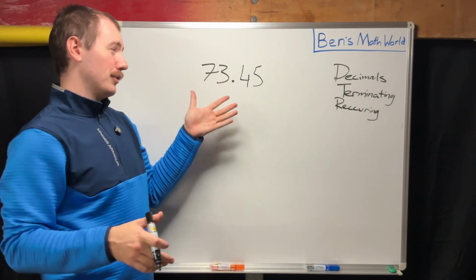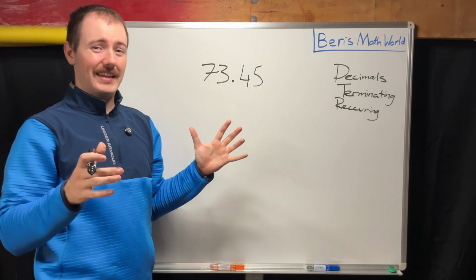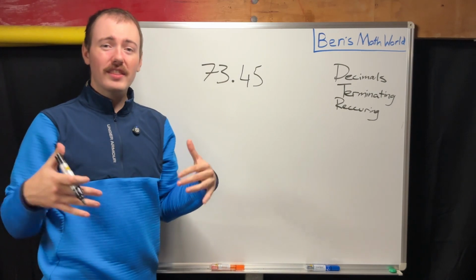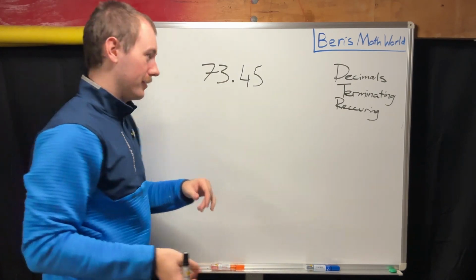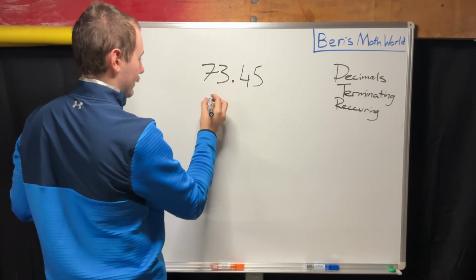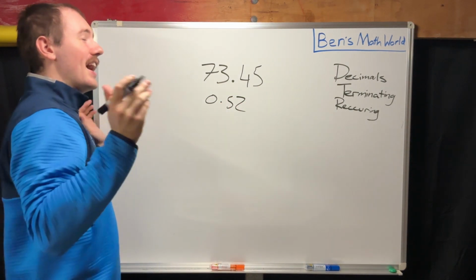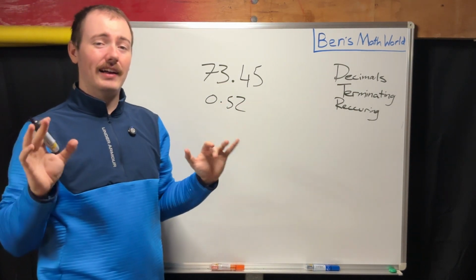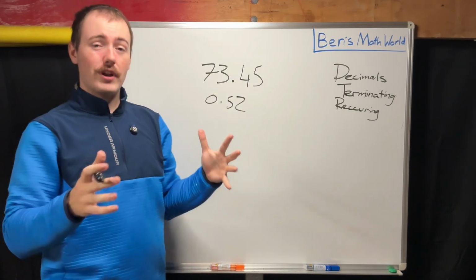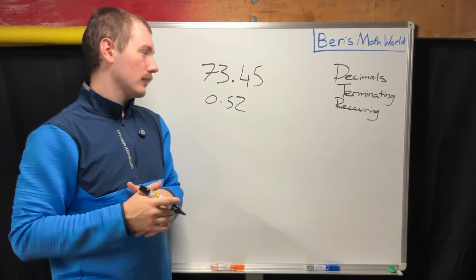And this is an example of a terminating decimal. It's a decimal that has a definite end. So if I just write something like 0.52, that's terminating. And terminating doesn't really make sense until you know what a recurring decimal is.